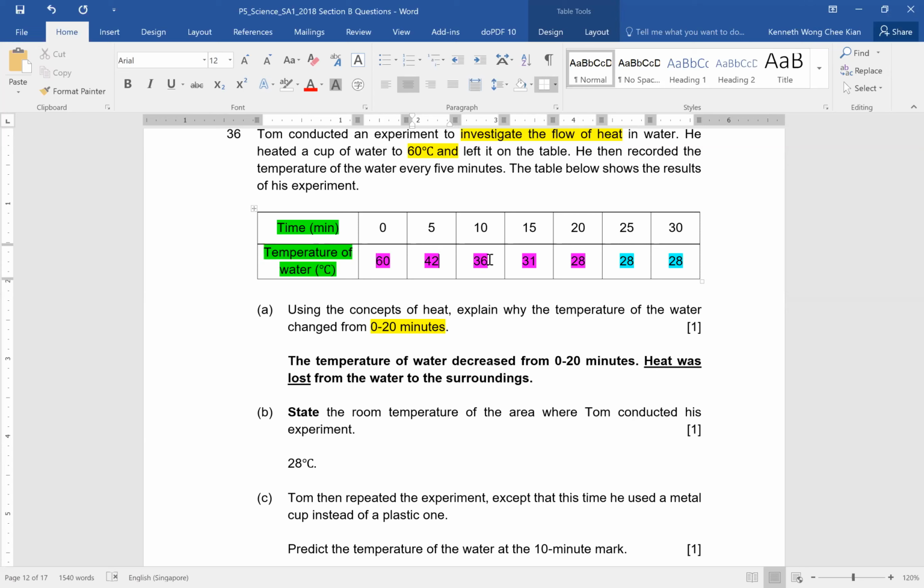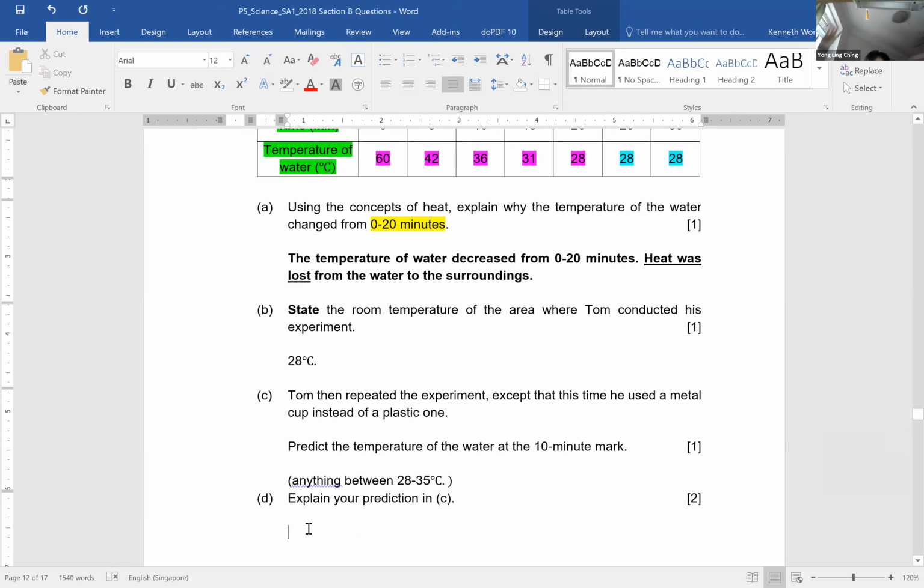Anyone? Hello, hello, hello. I have 40 people here. Nobody can answer. Hotter. Who said hotter? I cannot see the person. It's SR. Yongling. Okay. So the metal cup will be hotter.